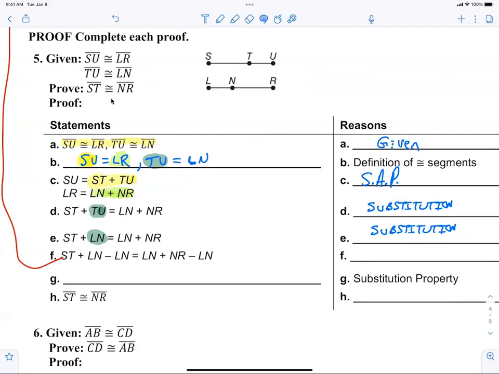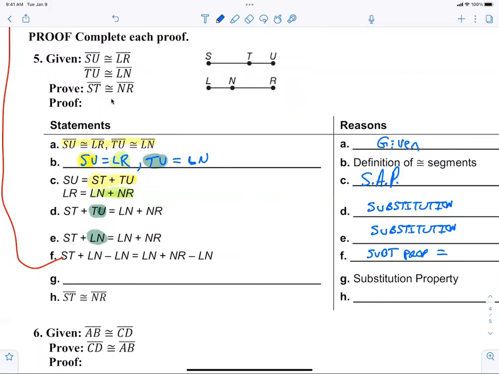Yes, exactly correct. Now, I want to say something here because on your test, when you're going to do it on your own, I don't like this filling stuff in. I like to do it myself. But I do think this is important for us. So we're going to say, what did you say that was? Yeah, subtraction property of equality.